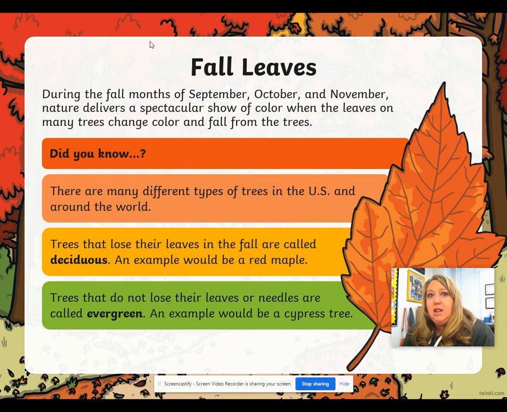I have a lot of evergreen trees in my yard, but I also have very many deciduous trees as well. And so I have a lot of leaves that I have to rake up in the fall and in the spring after the snow. And I also have trees that do lose their needles too. So I have pine needles that fall to the ground, and I have to clean those up as well.